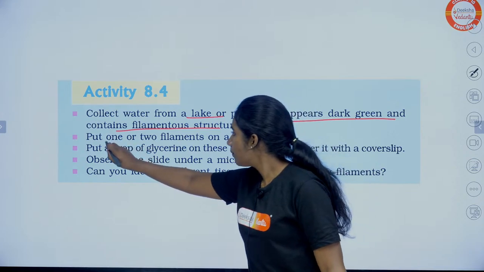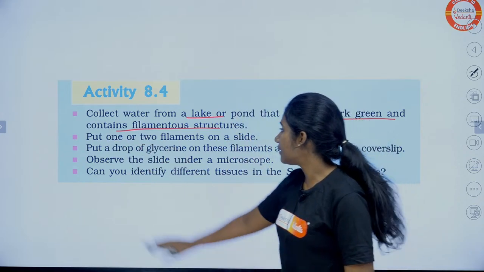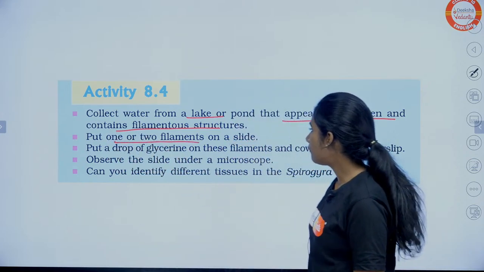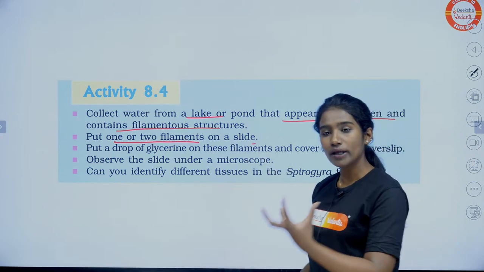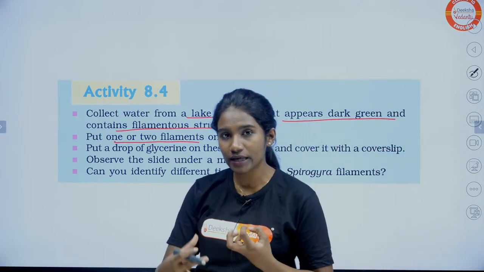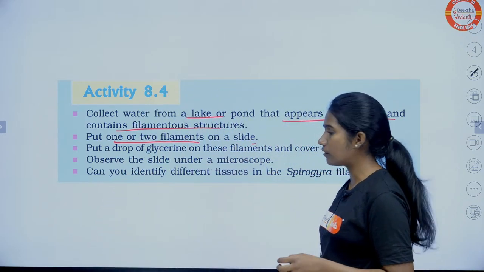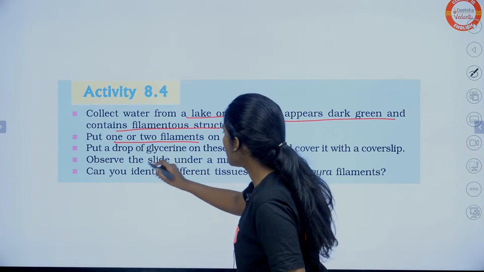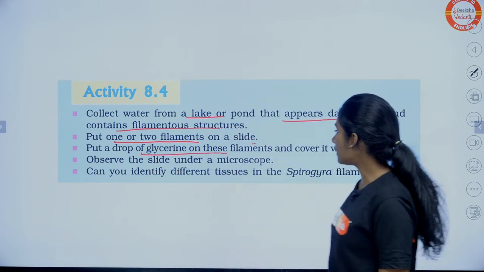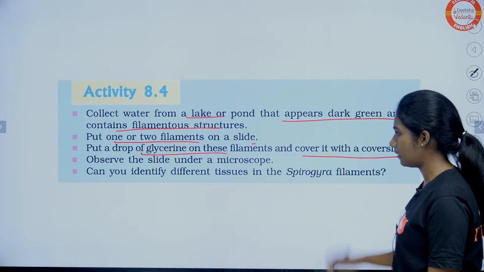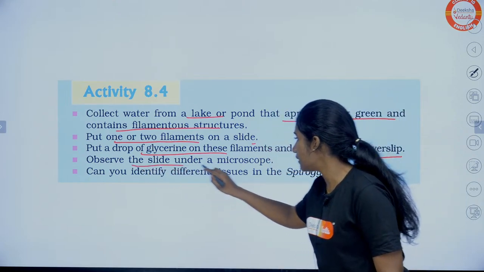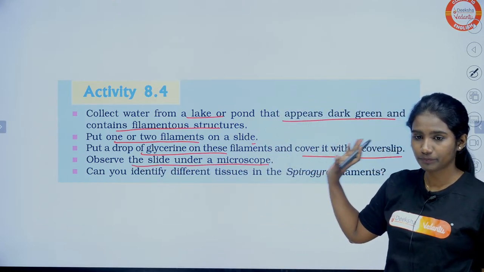Okay. Now, you have to collect that water and then put one or two filaments on a slide. Once you take that pond water, it will have those algae. Collect that algae, take at least one or two filaments on the slide and then put a drop of glycerin on these filaments and cover it with a cover slip. Then, observe the slide under a microscope.